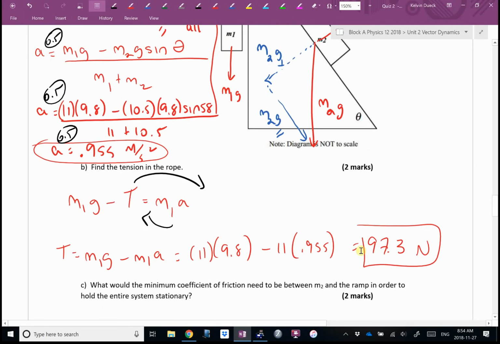Two out of 2 if you got that. Otherwise, I would probably go half mark for that, half mark for that, half mark for the numbers, and a half mark for the answer.